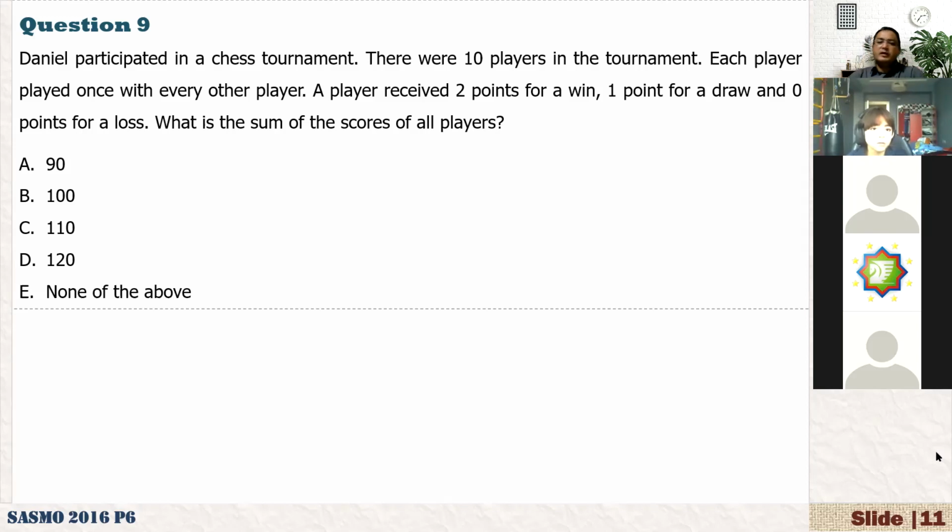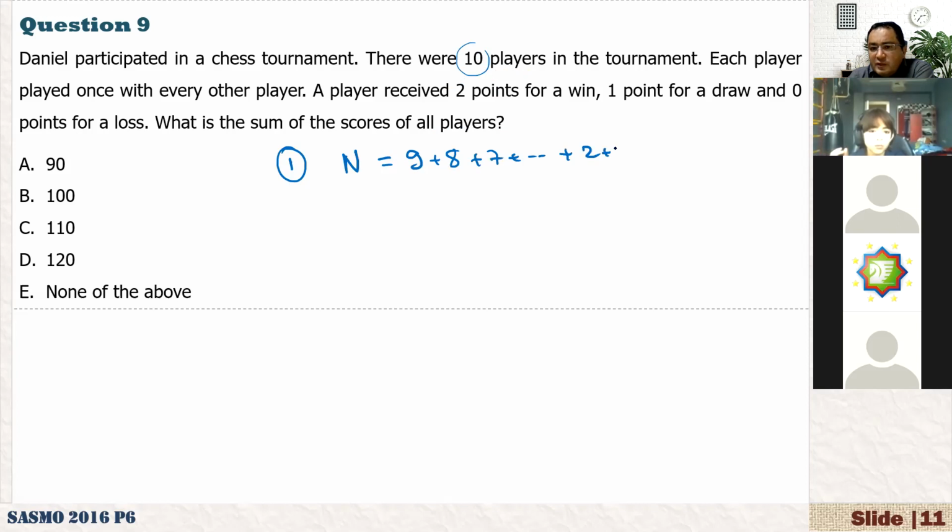Yes. If I ask you, Suna, for example, let's say Daniel participated in a chess tournament. There are 10 players in the tournament. Each player played once with every other player. How many games are played here? The first step is let me just find how many games are played. So to find the number of games, right? 10 players. The first player plays against 9 players, that is 9. And 9 plus the second one 8, against 8 and 7, and so on.